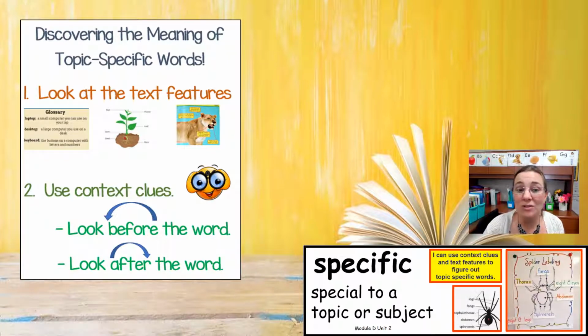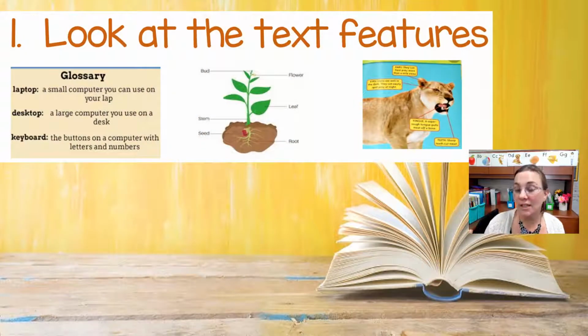Today I'm going to teach you how to find the meaning of those topic-specific words in 2 simple steps. First, look at the text features. I put a picture of a few of the types of text features that could help you with this. First, we have the glossary. Remember, the glossary happens at the end of a book, or sometimes if you're reading an article, the glossary is at the bottom of the page. It tells you a word, a topic-specific word, so a word that is going to help you with the topic, and then it just tells you what it means right there. A lot of times these words are bold or dark in the article or the book.